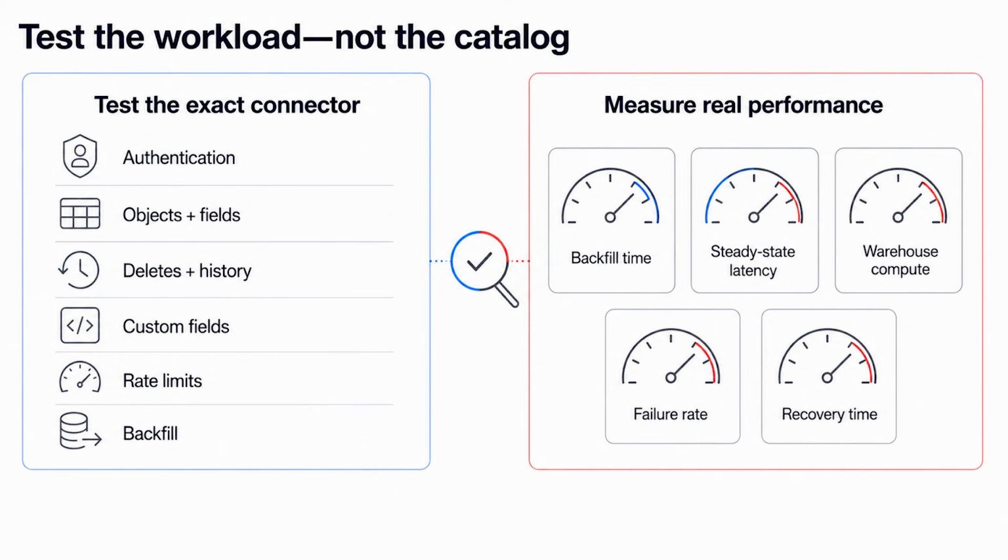Go deeper during testing. Can the connector capture deletes and historical changes? How does it handle nested objects, custom fields, rate limits, and expired credentials?